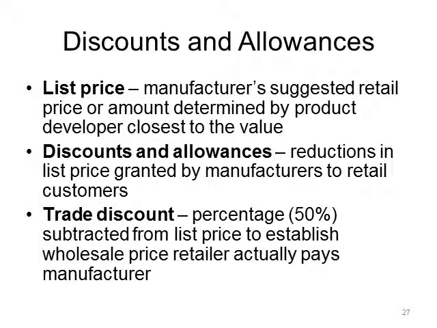Discounts and allowances. List price is a manufacturer's suggested retail price or amount determined by the product developer that's closest to the value. Discounts and allowances are reductions in list price granted by manufacturers to retail customers. Trade discount is a percentage, typically 50%, subtracted from list price to establish wholesale price, and the retailer actually pays the manufacturer.